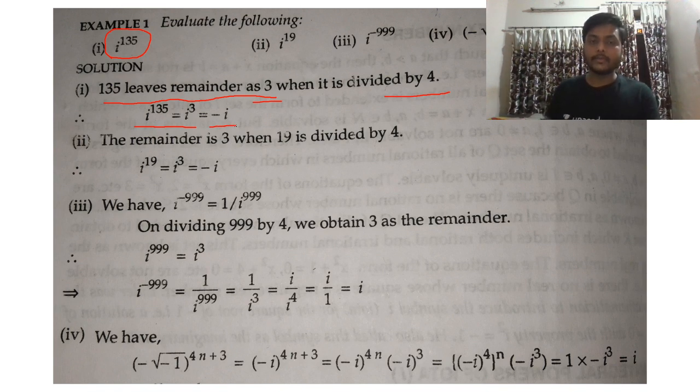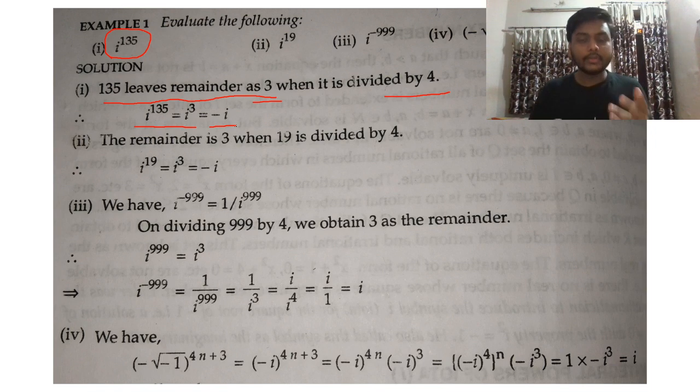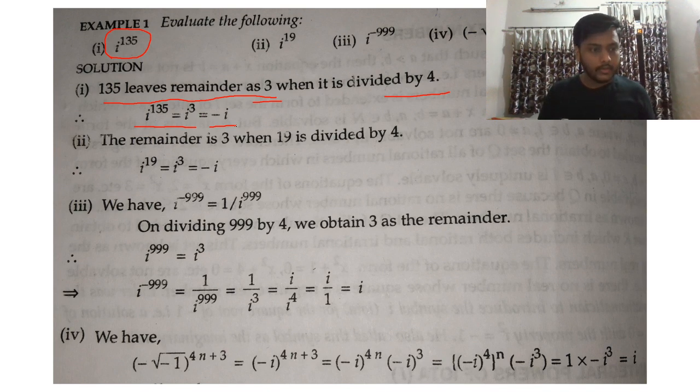Is that clear to you guys? Everyone? i to the power 135 can be written as i to the power 3, and this i to the power 3 can be written as minus i. So wherever I'm calling it minus i or i, it's nothing but iota that I'm talking about. Okay, so I am actually saying iota. When I'm talking about i, it's basically iota. Okay guys, cool. So i to the power 135 is what? i to the power 135 is minus of iota.